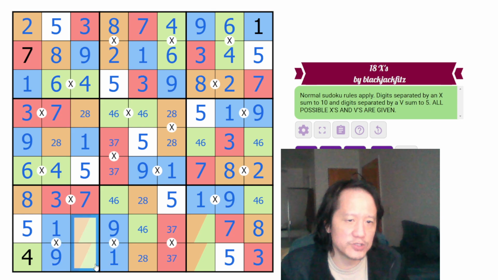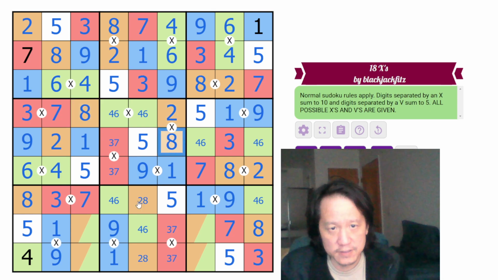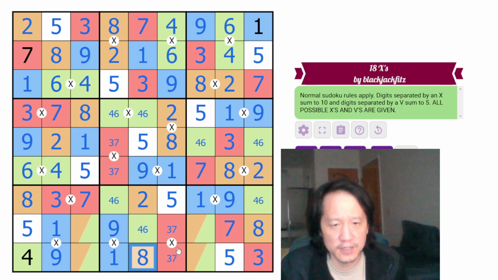This has to be 2 or 6. This can't be 8, so that's 2, which makes that 8, which makes that 2, which makes that 8. This can't be 8, so this must be 2, which makes that 8. This can't be 7, so this is 3, which makes that 7.